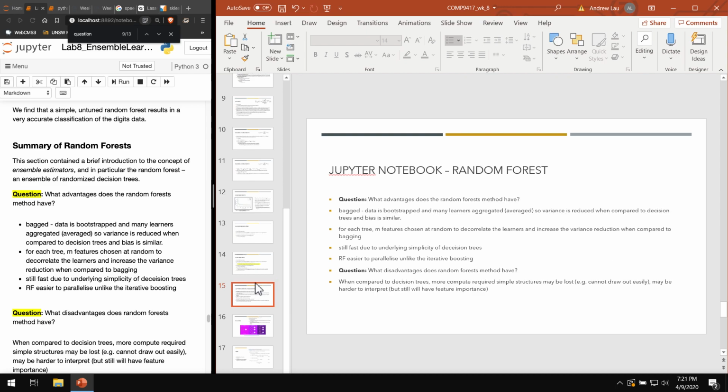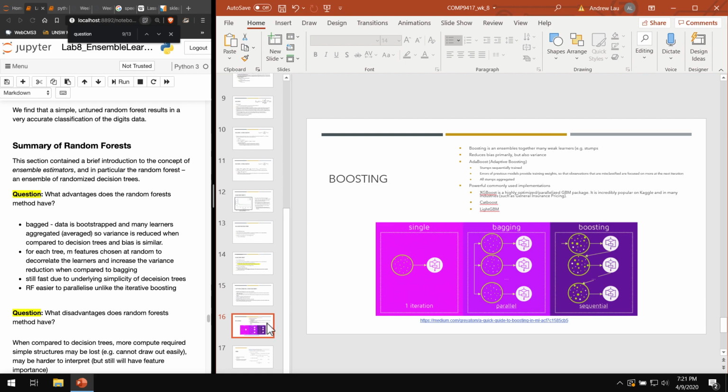But one of the downsides is that it's sequential. Of course, this only applies to your vanilla GBM. There are a lot of GBM implementations these days which you can parallelize. There's something called XGBoost, which I highly recommend. It's a fantastic GBM implementation that can be parallelized and is very optimized. But in its vanilla form, boosting is sequential, and we'll talk about boosting now. So the last ensembling method we'll talk about today is boosting.